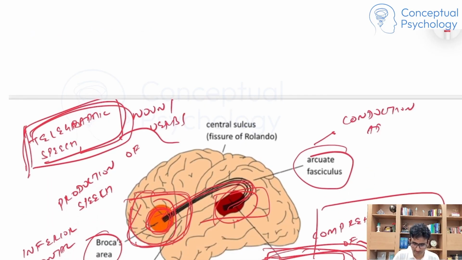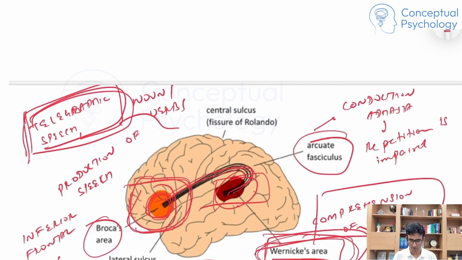Conduction aphasia. The characteristic feature of conduction aphasia is that repetition is impaired. For example, if I ask a patient who has conduction aphasia to repeat the sentence, no ifs, ands, buts, he would not be able to say it. Why? Because comprehension is happening, but the information which had to be passed to Broca's area is not going through. So the repetition is getting impacted.